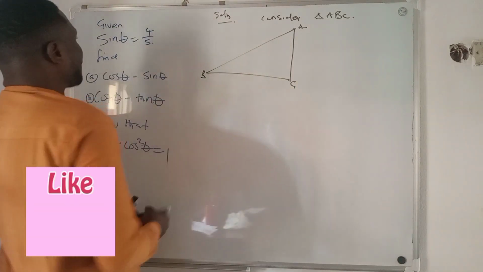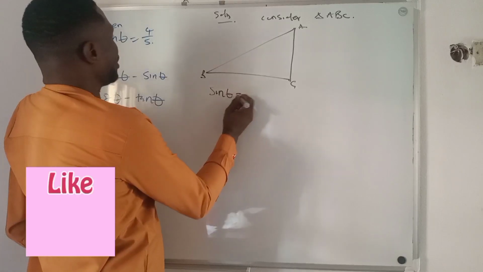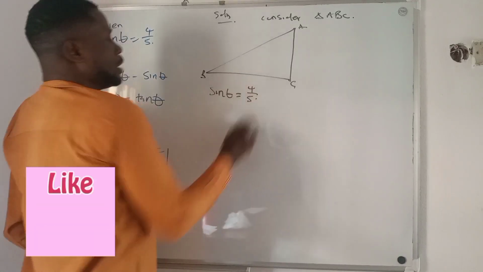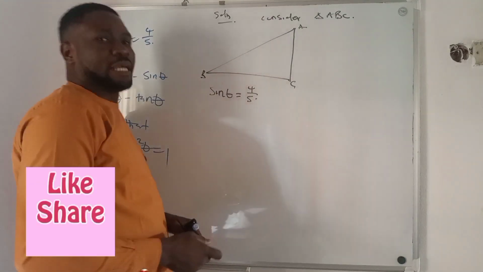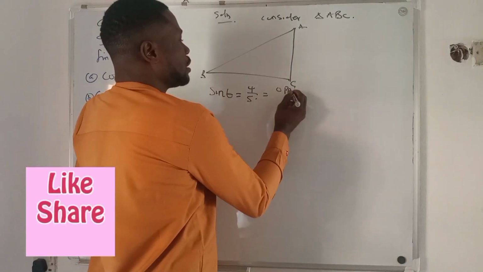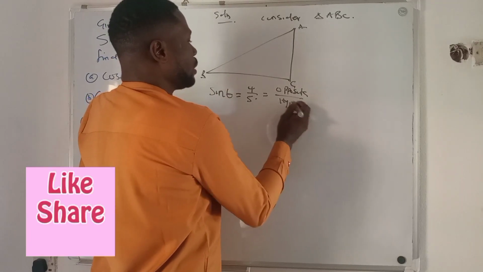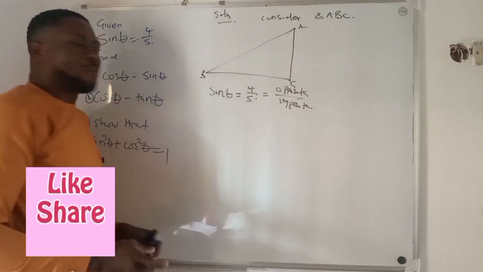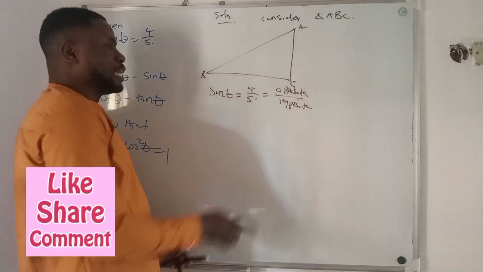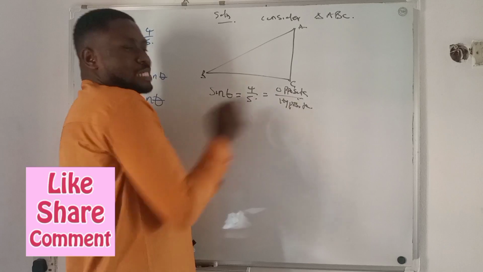Now, they've told us that sine theta is equal to 4 all over 5. Remember, we define what sine is. We say sine of any angle is opposite all over hypotenuse. That's what we define. It means that the numerator is opposite, the denominator is hypotenuse.